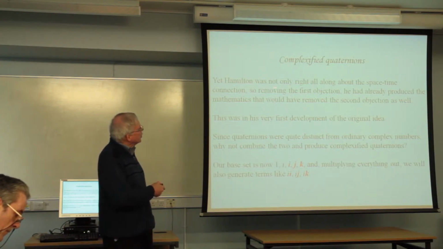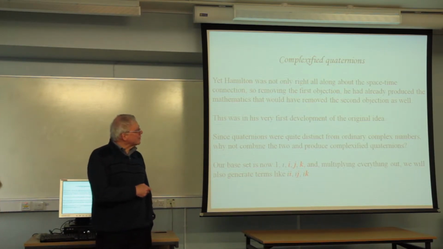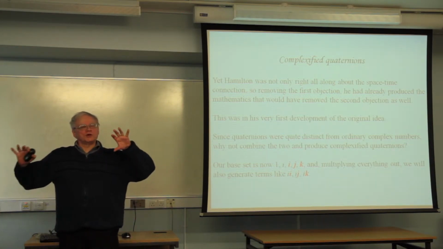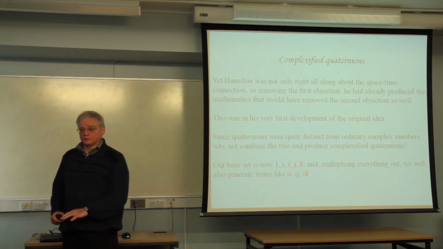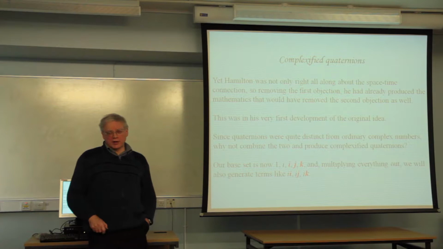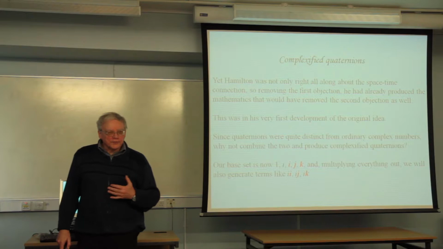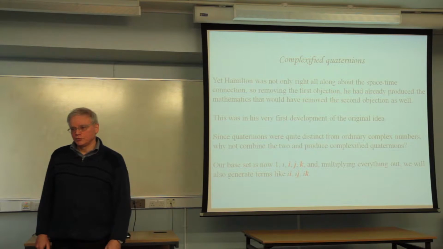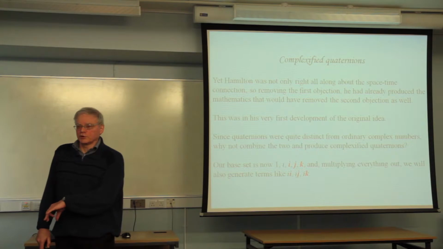And yet, Hamilton was not only right about space-time, he also produced a mathematics that would have removed the second objection, and the other objection was that the quaternions gave negative results when you squared them instead of positive results, like you wanted, because he actually developed the mathematics that would overcome that. And this was almost immediately after he discovered quaternions that he realised that you could do something else with them. You could complexify them. So you could bring in ordinary complex numbers as well into the equation.